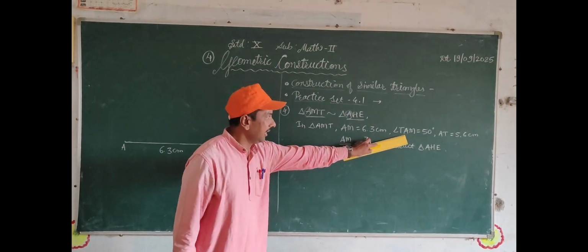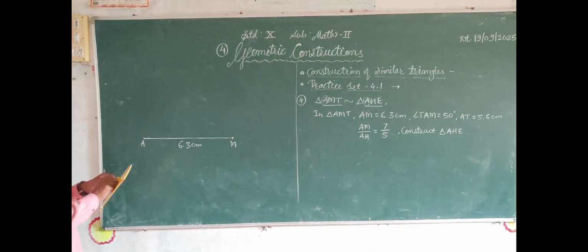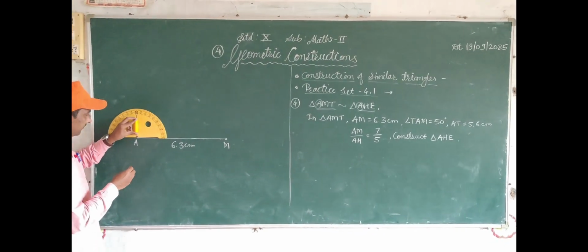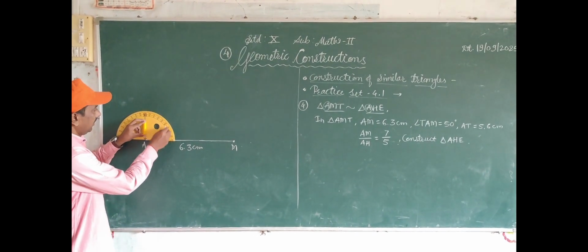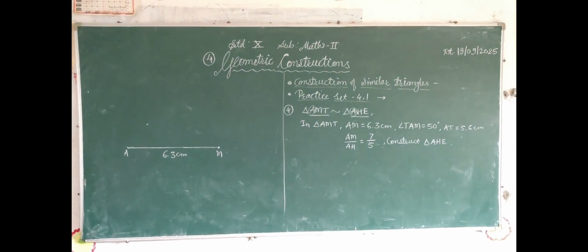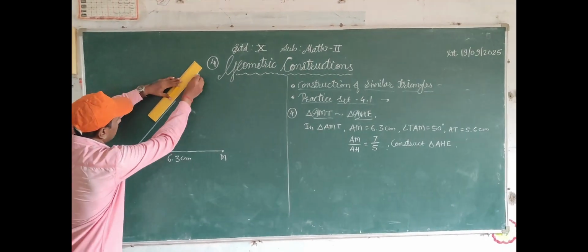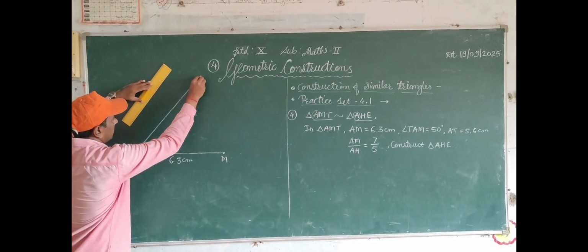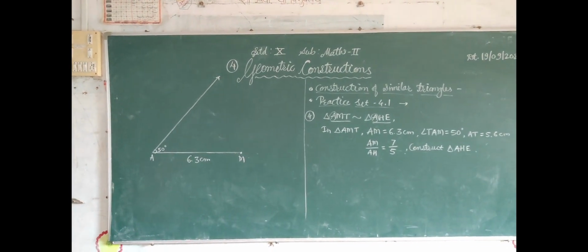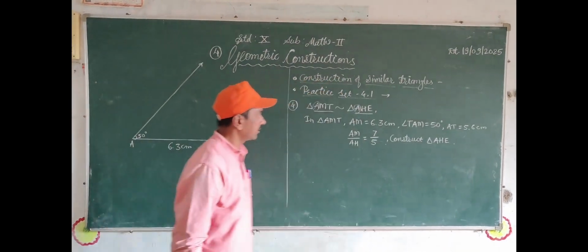Next, angle TAM is given, it is 50 degrees. We draw angle A having measure 50 degrees by using a protractor. Draw a ray passing through these 2 points. Next, AT is given as 5.6 cm.